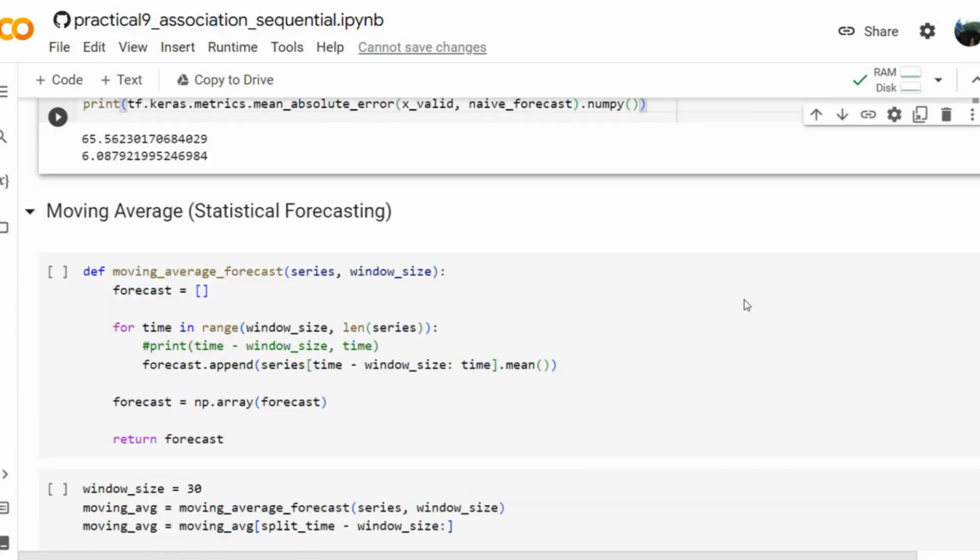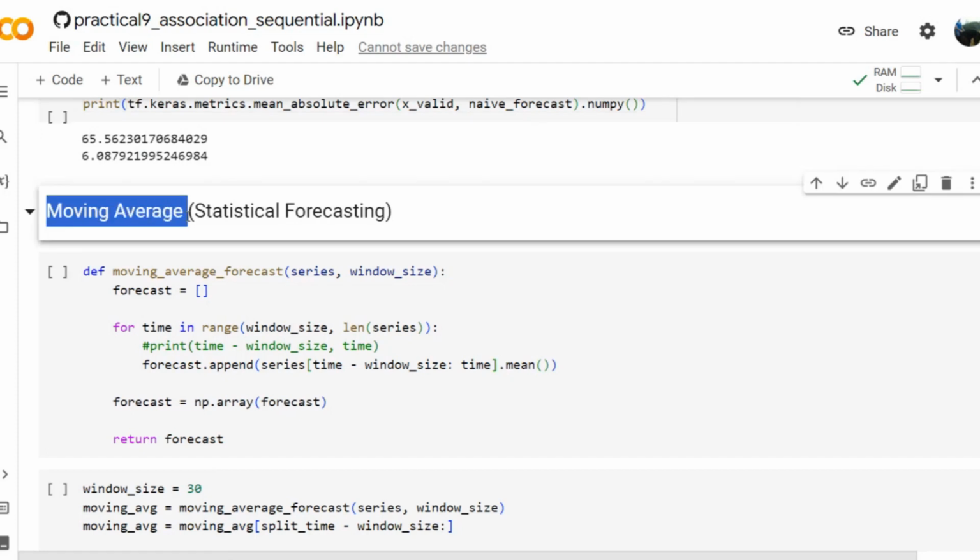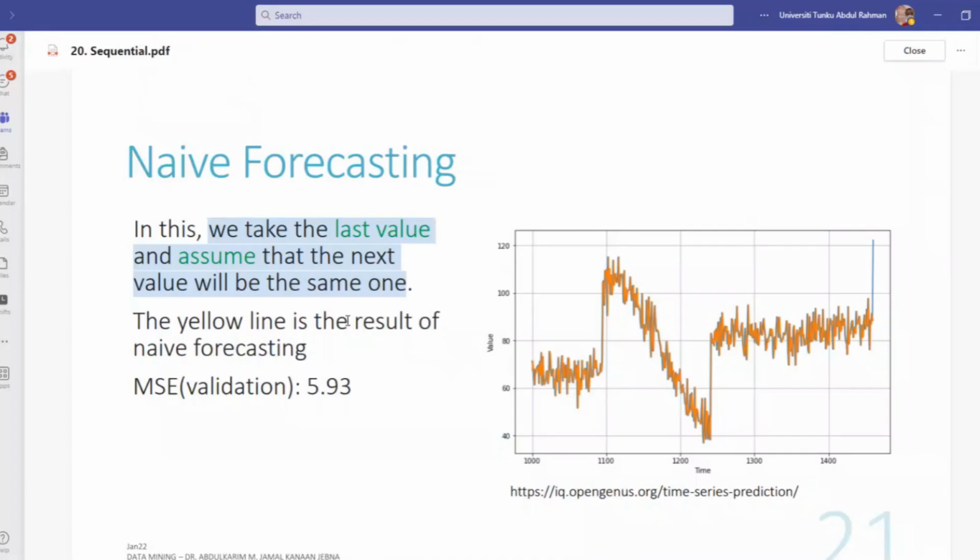Okay, now we move into one of the simple statistical approaches for forecasting called moving average. Okay, so what is moving average?